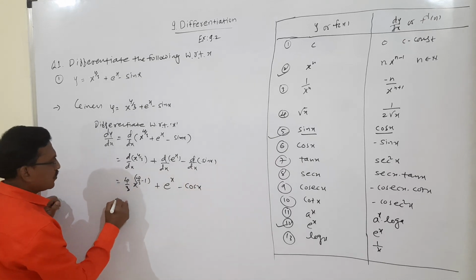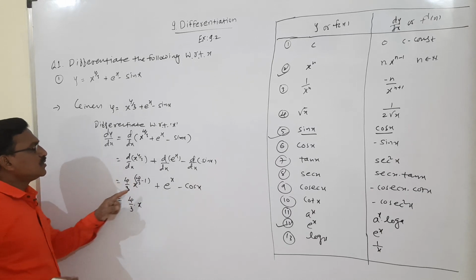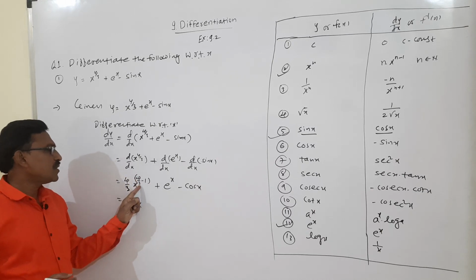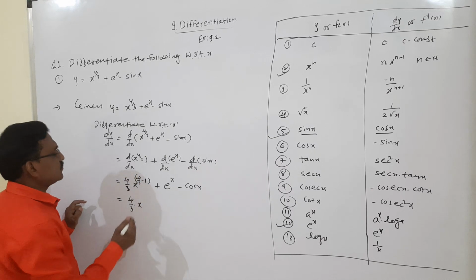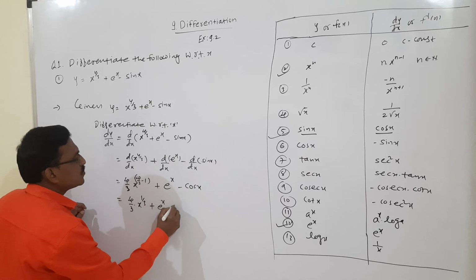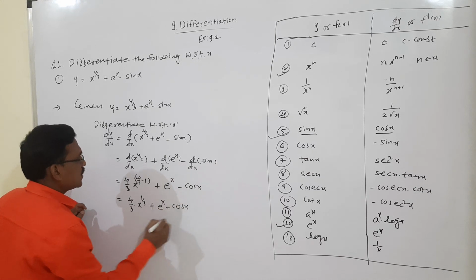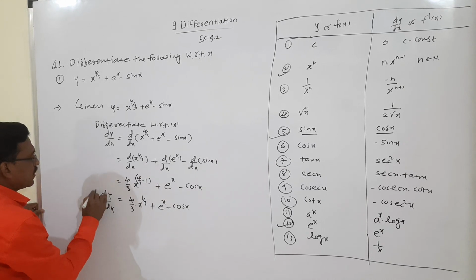And so therefore finally 4 by 3 into x to the power 4 by 3 minus 1. So we multiply 3 into 1, 3. 4 minus 3 is 1, so 1 by 3, plus e raised to x, minus cos x. And so this is the final derivative of the given function y.